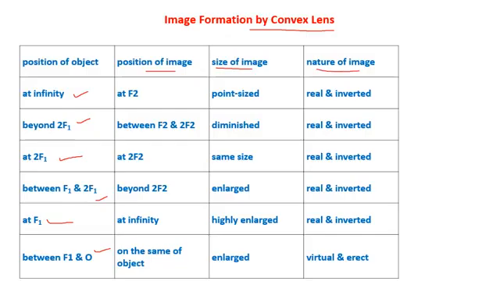So here I want to tell you one thing, children. Whenever you draw a ray diagram of a convex lens, concave mirror, or convex mirror, whatever, you have to write down the position of the image, the size, and the nature of the image. Never forget to write all these things in detail.